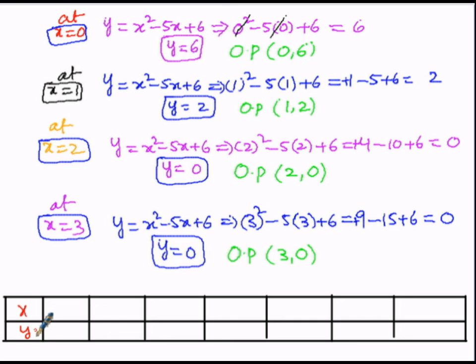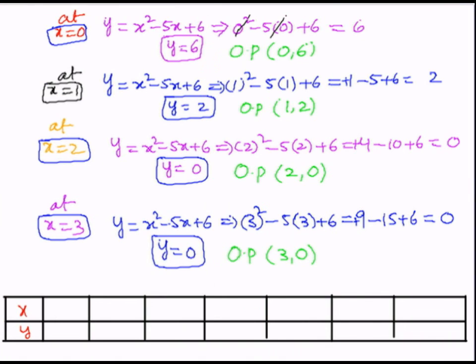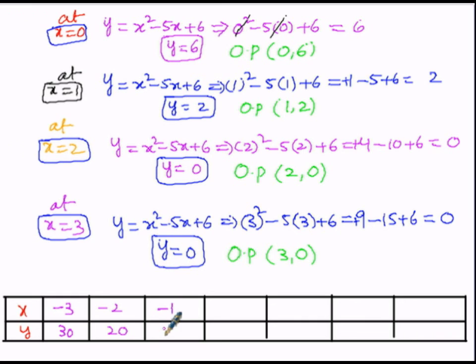The first ordered pair is minus 3 comma 30, minus 2 comma 20. When x is minus 3, y is 30, when x is minus 2, then y value is 20. Then now, the next ordered pair is minus 1 comma 12. When x is minus 1, then now y value is 12. Then now here, the next ordered pair is 0 comma 6. When x is 0, then the y value is 6.